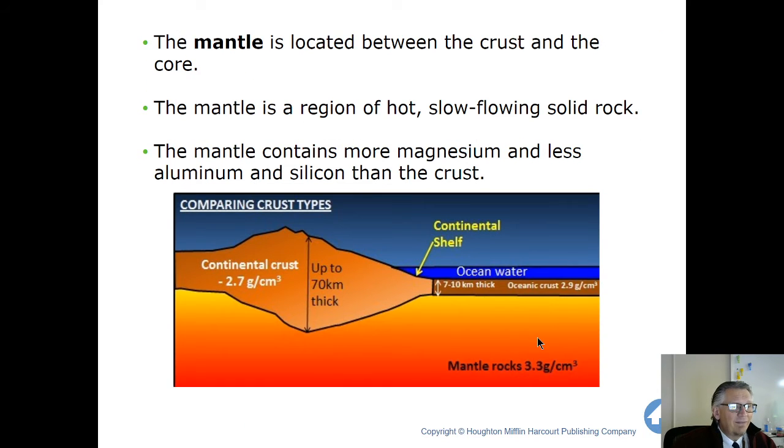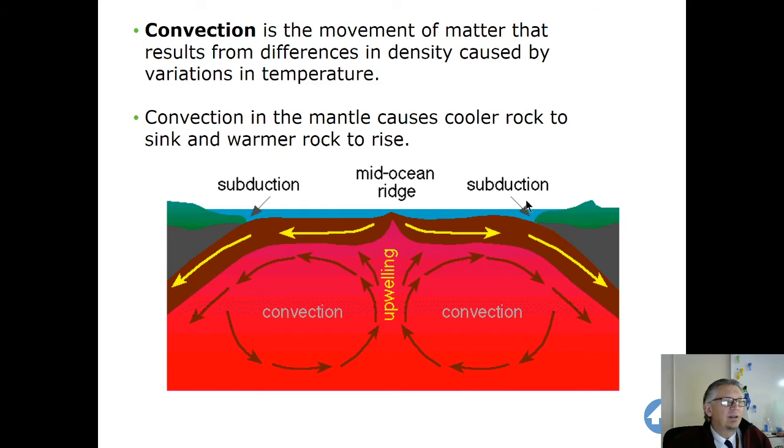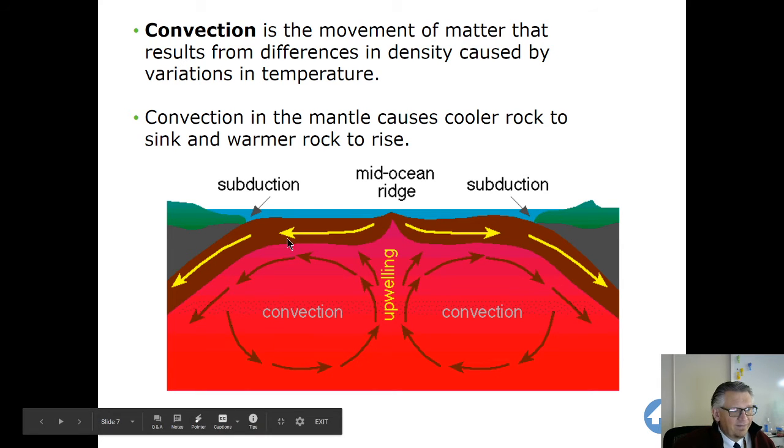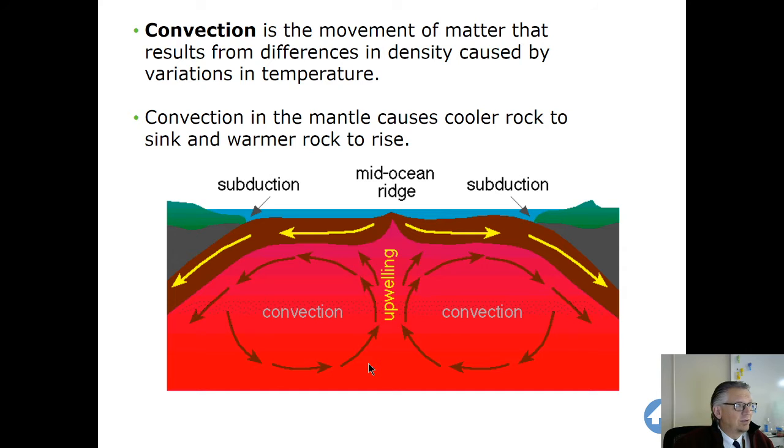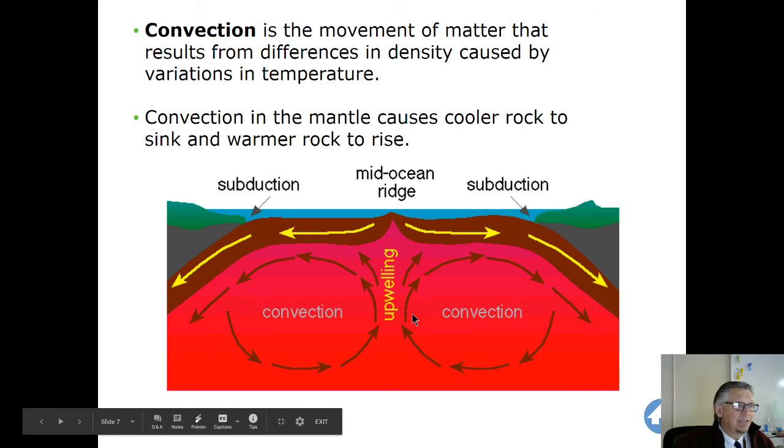Okay. Then we have the mantle. So this here is our crust, continental crust and oceanic crust. Continental crust is usually much thicker. Oceanic crust is usually much thinner. Underneath that is the mantle, and the mantle is that slow flowing solid rock. It doesn't move fast. And this is where convection takes place. This is something that we are going to be working on understanding the best we can, that we have convection currents taking place in the mantle. Once again, not fast, but it is happening.